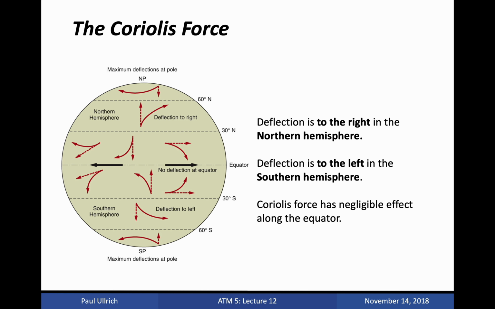The Coriolis force, as I mentioned, effectively deflects air to the right in the northern hemisphere and to the left in the southern hemisphere when you look from above. What this means is that air traveling from equator to pole tends to turn towards the east, whereas air moving from pole to equator tends to move towards the west.